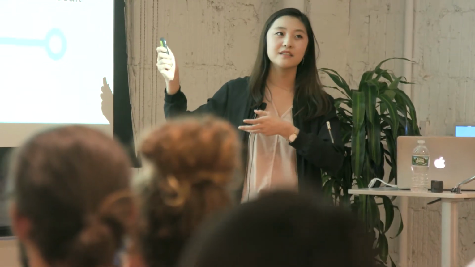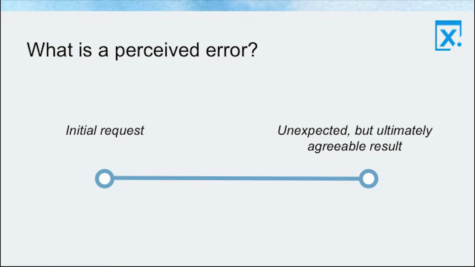So this sets the framework for this whole idea of a perceived error. What do I mean when I say perceived error? Just like in that auto crop example, once you put in your initial request, in some cases, say when the software is actually making some of those decisions for you without you being there every step of the way to control and have visibility into it, you might get an unexpected but ultimately agreeable result. I know that this is kind of abstract.